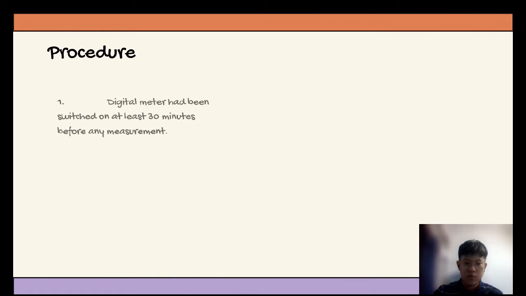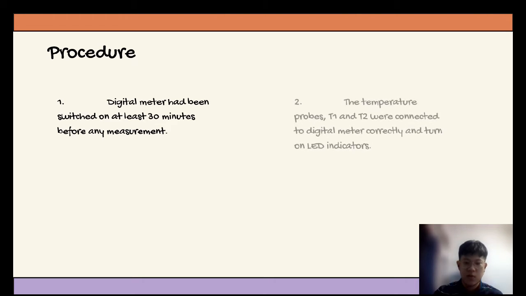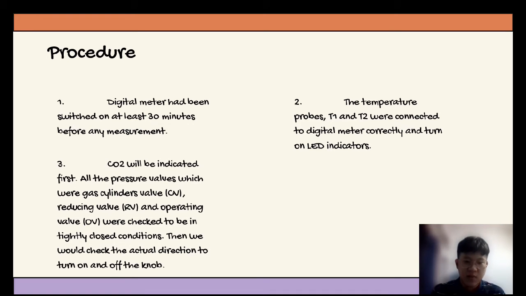First of all, the digital meter had to be switched on at least 30 minutes before any measurement. The temperature probes T1 and T2 were connected to the digital meter correctly and LED indicators were turned on. Carbon dioxide gas will be measured first. All the pressure valves, which were the gas cylinder valve, reducing valve, and operating valve, were checked to be in tightly closed condition. Then we check the actual direction to turn on and off this knob.